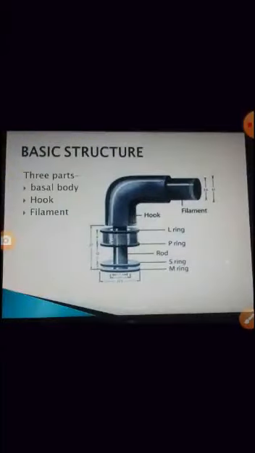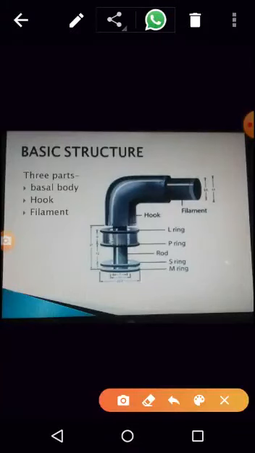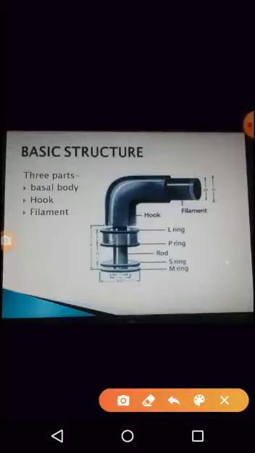Now let us see the basic structure of a flagella. It has three parts: the basal body, the hook and the filament. Now what is the basal body? Basal body is the component which is embedded inside the cell. The filament is the protein which is seen outside of the cell. It is made up of a protein called flagellin. The filament and the basal body are connected to each other through a hook.